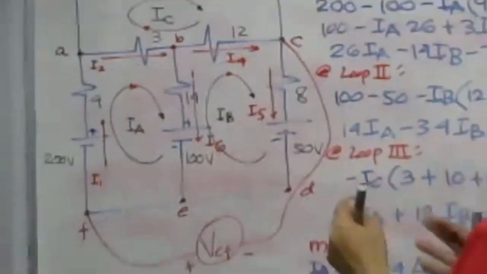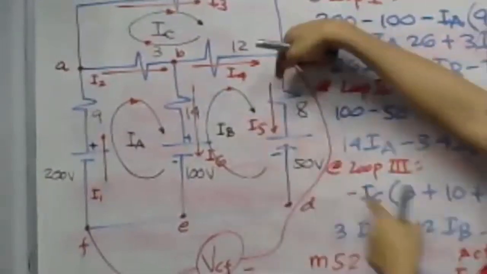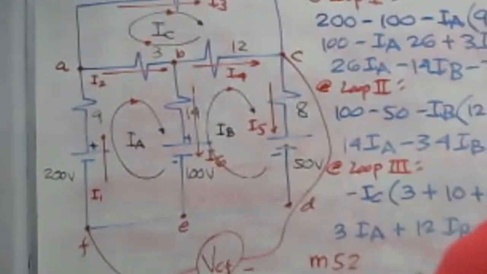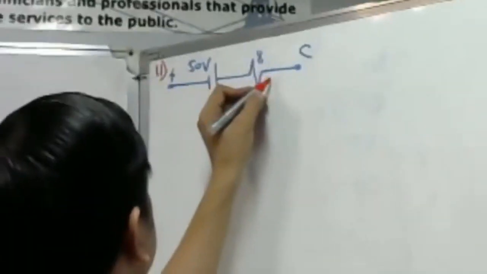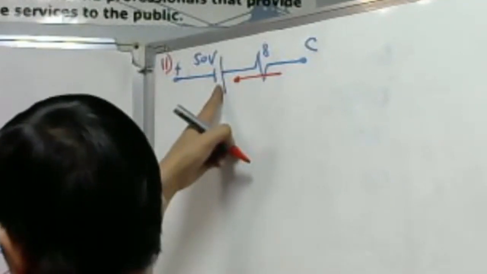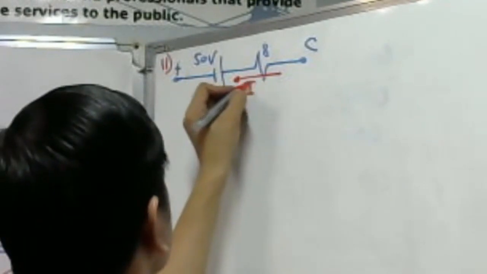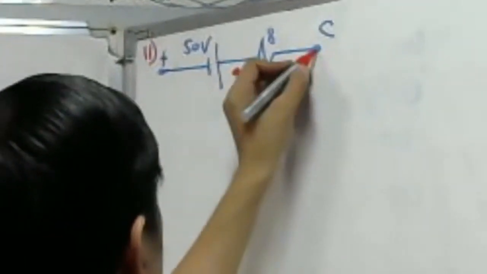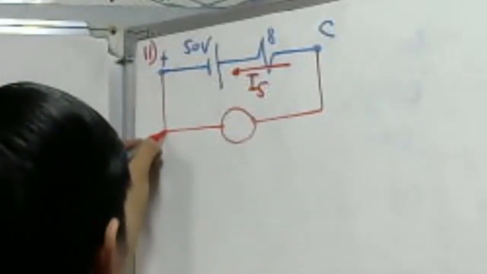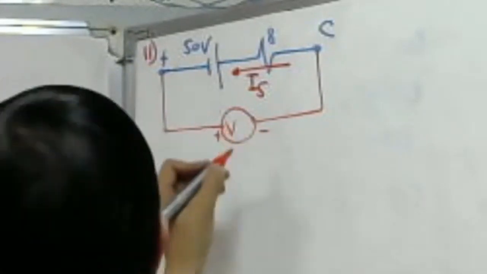The current is towards the positive terminal of 50 volts. So therefore, we will have it here as this, pointing at the positive terminal of 50 volts. This is our I sub 5. Remember that we have a voltmeter here. This is the positive, this is the negative. This is our VCF.